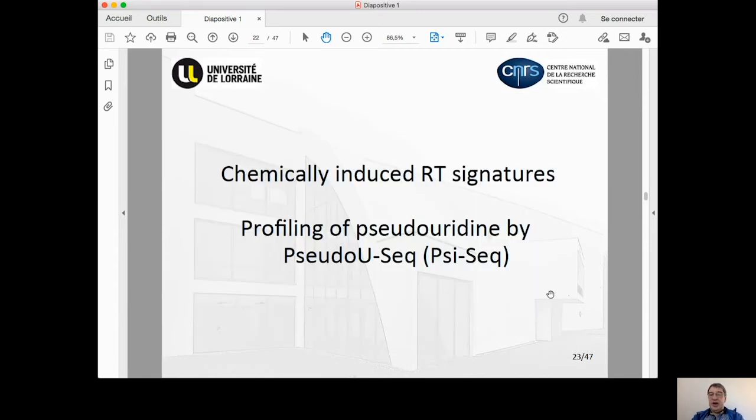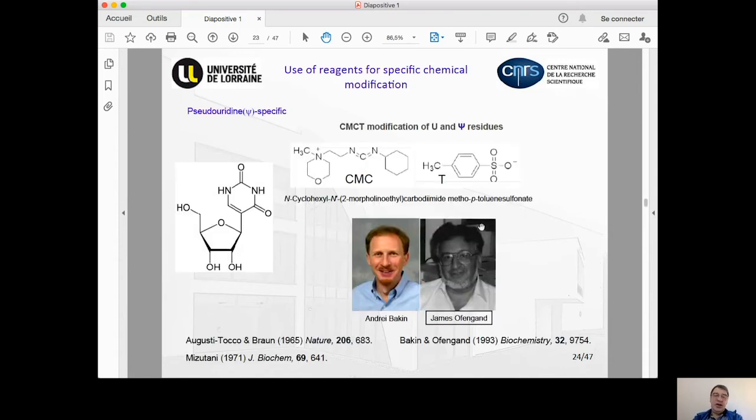So chemically induced RT signatures can be used for many different modified nucleotides. There are several methods which were described for that, but I will present only profiling of pseudouridine here by Pseudo-seq, also called Psi-seq. So detection of pseudouridine is based on the usage of so-called CMCT. CMC stands for a derivative of carbodiimide, and T for toluene sulfonate, which is the counter ion. So this CMC group will be reactive with pseudouridine with nitrogen residues here and there. This method was already extensively used in the 60s and 70s, and then, of course, applied in a high throughput version for pseudouridine mapping in RNA.